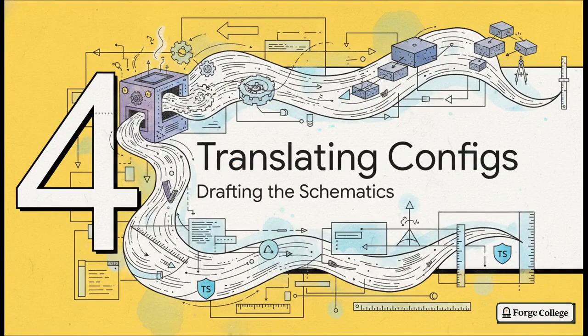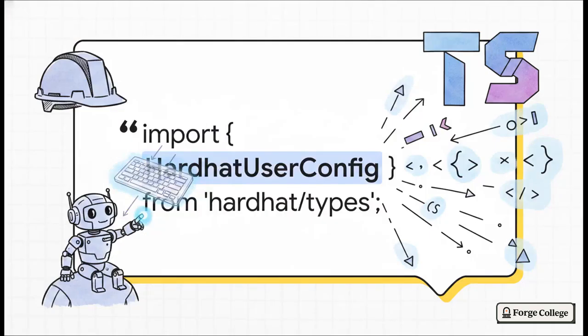Moving on to Section 4, translating configs. Let's actually draft these schematics. We start by renaming our trusty hardhat.config.js to a .ts file. Then we use this specific esModule import pattern. By pulling in hardhat user config, we are suddenly given strictly typed access to all of hardhat's configuration helpers. Honestly, it's amazing. Suddenly, your code editor will start auto-completing options for you, which feels exactly like having a tiny little engineer sitting right on your shoulder guiding your keystrokes.